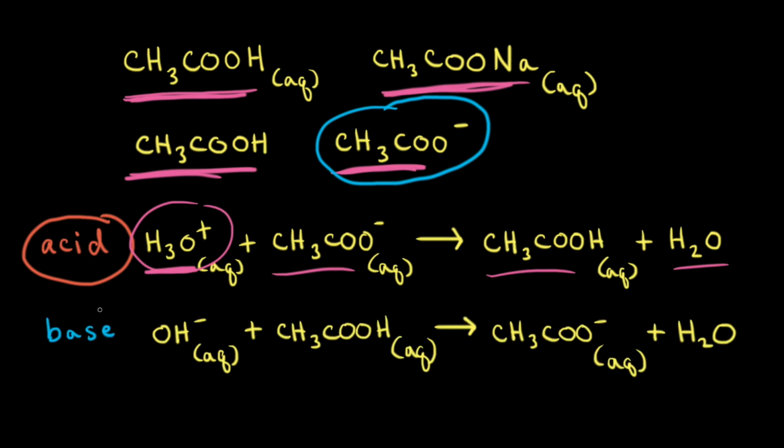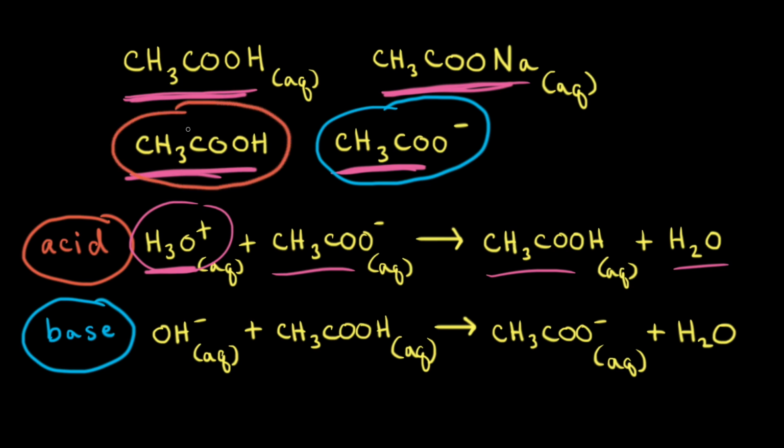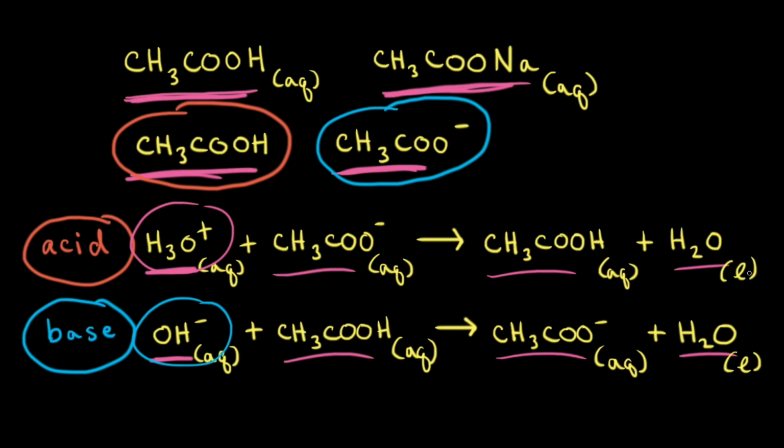If we try adding a small amount of base to the buffer solution, the weak acid that is present will neutralize the added base. So in the balanced net ionic equation, hydroxide anions react with acetic acid to form the acetate anion and water. So the added base was neutralized. So to summarize, the acetic acid acetate buffer system resists dramatic changes in pH when small amounts of acid or base are added. And I just noticed I forgot to include the L for liquid for water in the balanced net ionic equations.